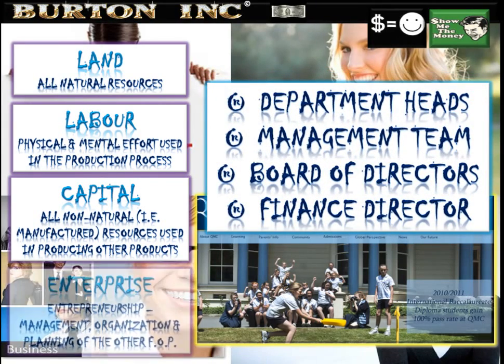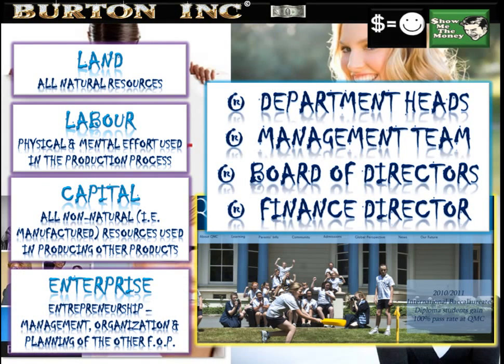and enterprise, entrepreneurship, the management, organisation and planning of the other factors of production. So we've got department heads, the ones that look after the commerce department, the science department, mathematics department, etc, etc. Management team, those ones that are higher up, your principal, your deputy principal, senior managers. Board of directors, even higher again, these are perhaps 5 or 6 people that control the direction, the strategic decisions, the aims of the school. An example there would be the finance director.